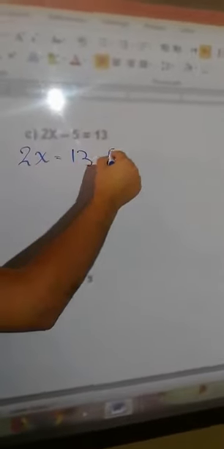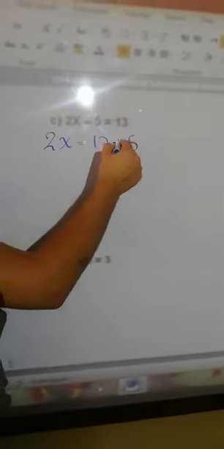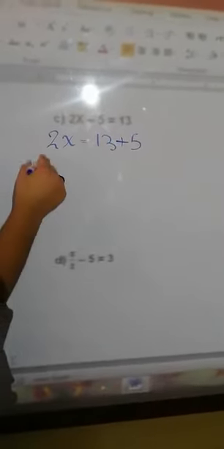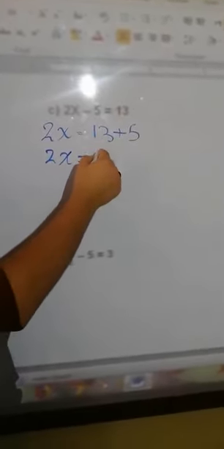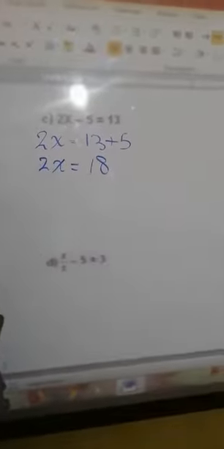Of course, negative 5 must go to the other side first. So I have here 2x, I don't make any change in 2x, equal 13, and 5 goes to the other side. The sign of 5 is minus, so it will move to the second side with plus. Of course, all of us know that 13 plus 5 equals 18. So here 2x equals 18.